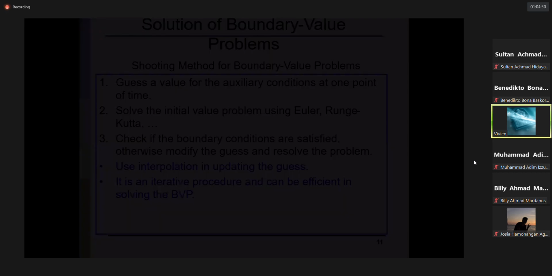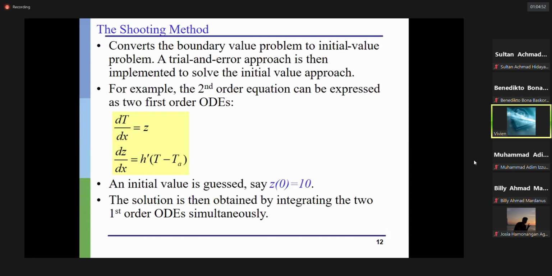Okay, so we will see the example here for the problem that we had before, which is the 1D heat conduction. So this is the equation. I will write it down again. Initially we have T_A minus T equals 0. Then we move that to the right-hand side so that we have the second derivative of T in x equal to h' times (T minus T_A).